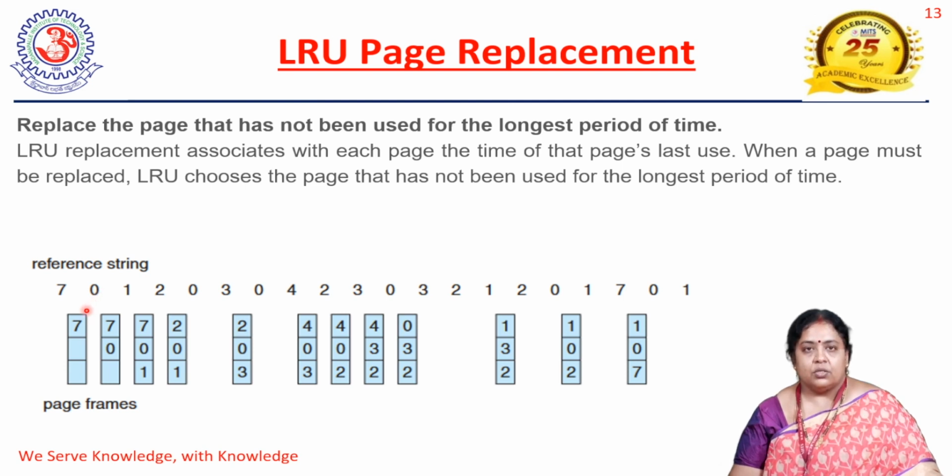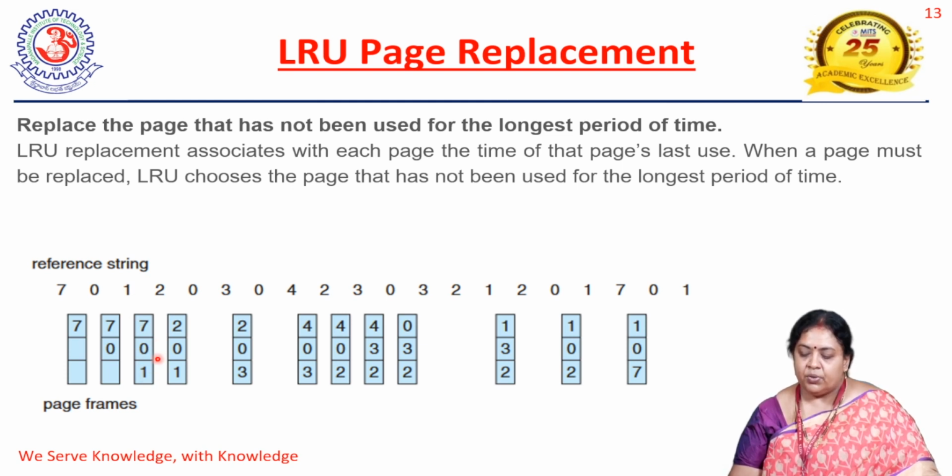0. So 0, here only 7 is available. Two more frames are there. 0 is not available, so it is called a page fault. 0 will be brought into the memory. Okay, next reference is 1. 1 is not available here. So page fault. If the referenced page is not in the memory, it is called a page fault. So 1 will be brought into the memory.